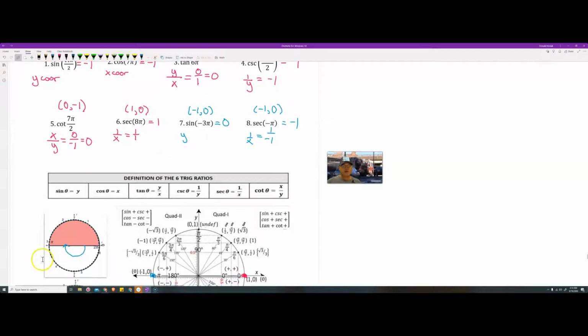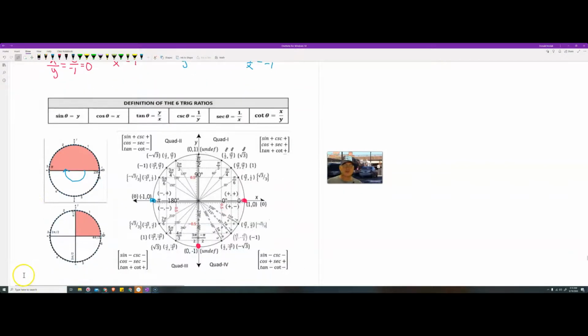Okay, so as long as you know how to count, you just have to find the coordinates of the endpoint after you're done wrapping the circle.